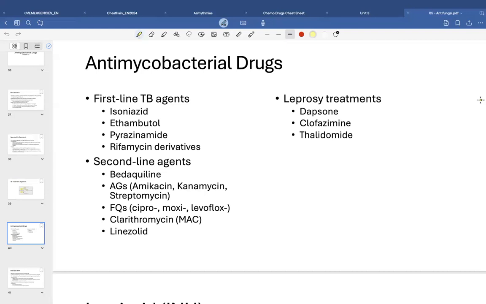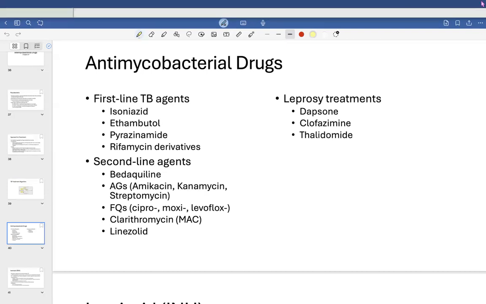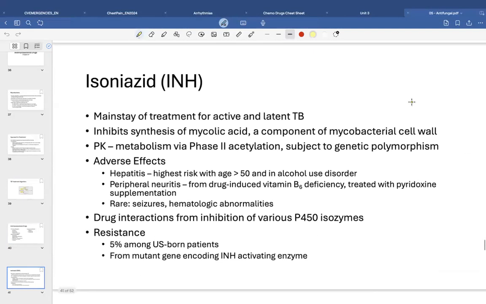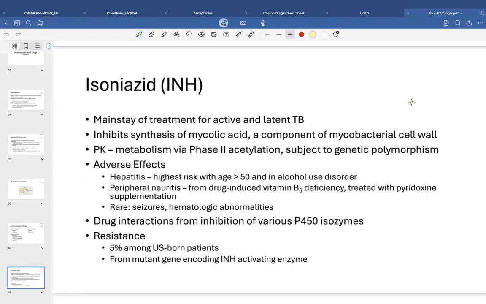All right, isoniazid, INH, the mainstay for active and latent TB. It inhibits the synthesis of mycolic acid. Again, mycobacterial cell walls are unique in that they're different from regular bacterial cell walls. So this mycolic acid target is appropriate for antibiotics for TB.